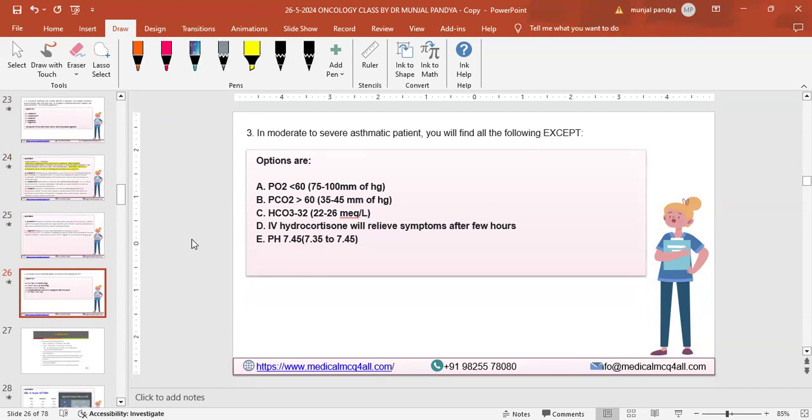In a moderate to severe asthmatic patient, you will find all of the following except, meaning one you cannot find: PO2 less than 60, PCO2 more than 60, HCO3 32, IV hydrocortisone will relieve symptoms after a few hours, and pH is 7.45. So out of four things you can see in asthma, one thing you cannot see in asthma. What is that? That is the question. Think over it.